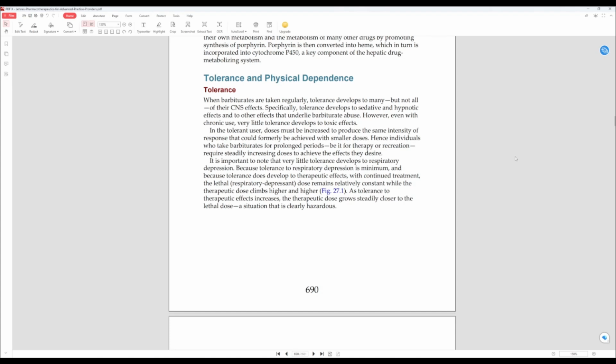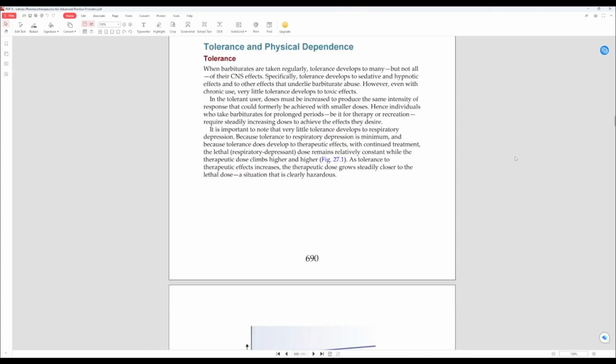It's important to note that very little tolerance develops to respiratory depression. Because tolerance to respiratory depression is minimal, and because tolerance does develop to therapeutic effects, with continued treatment the lethal dose remains relatively constant, while the therapeutic dose climbs higher and higher. As tolerance to therapeutic effects increases, the therapeutic dose grows steadily closer to the lethal dose, a situation that is clearly hazardous.